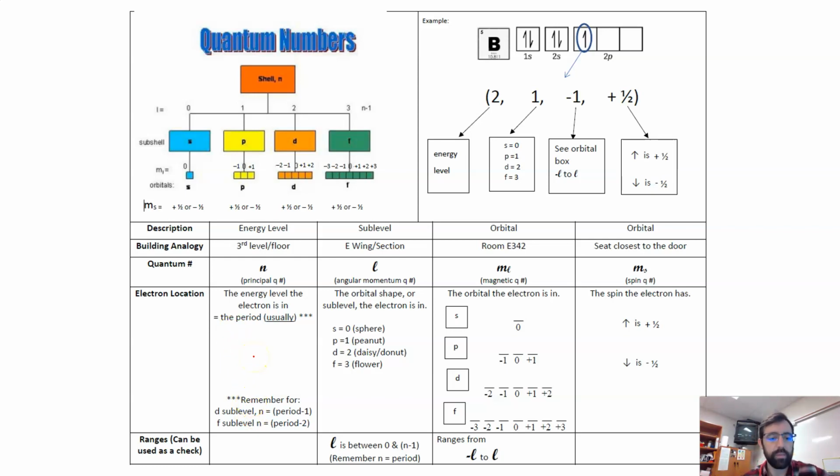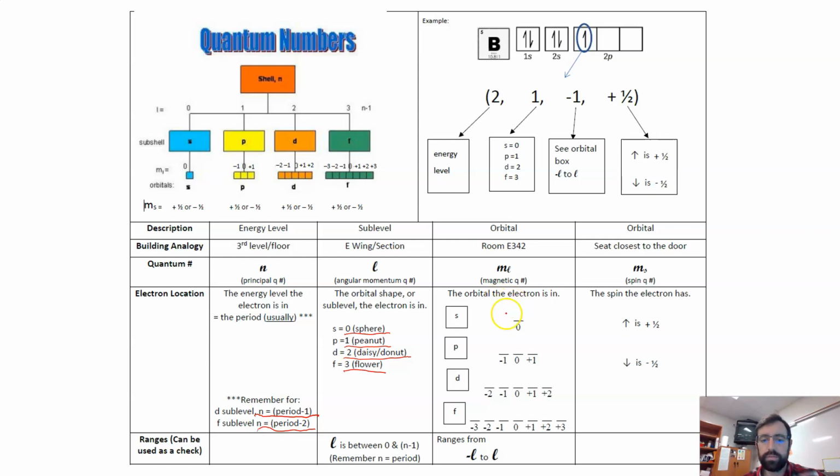So we've got our possible numbers. The electron location, the energy level that the electron is in, is what the first one gives us. It's usually the period, but remember for the D sublevel, N is going to equal whatever the period number is minus 1, so it's 1 less than the period number. And for the F sublevel, it's 2 less than the period number. The sublevel, for S, we're going to put 0. For P, we put 1. For D, we put 2. And if it's an F sublevel, we would put the number 3.